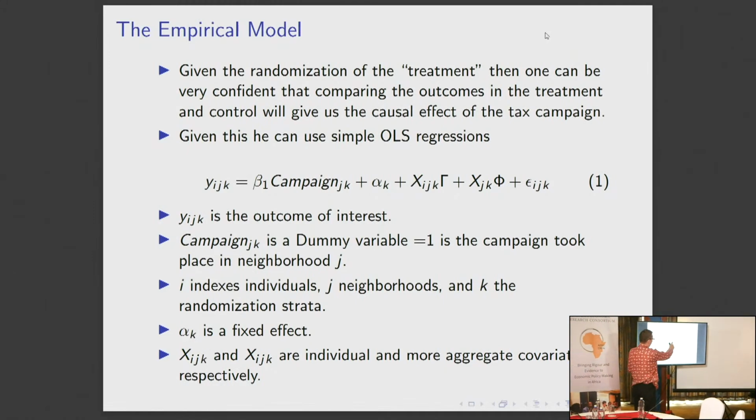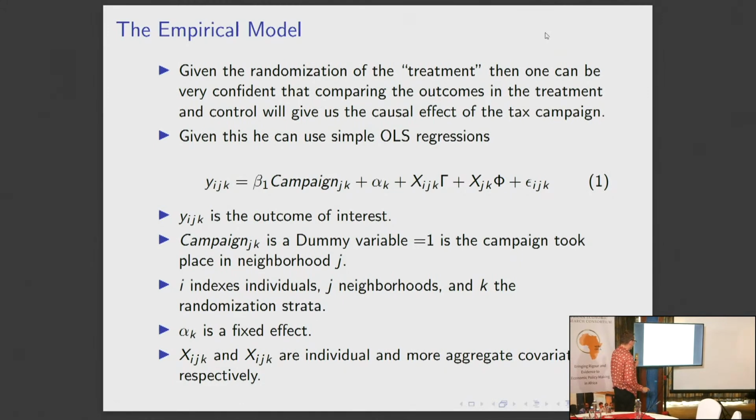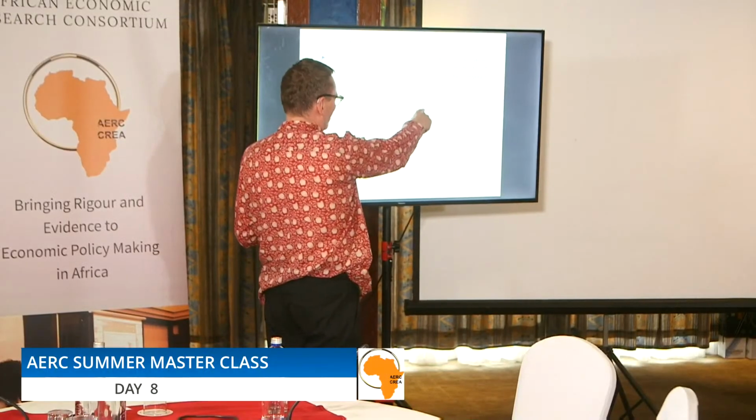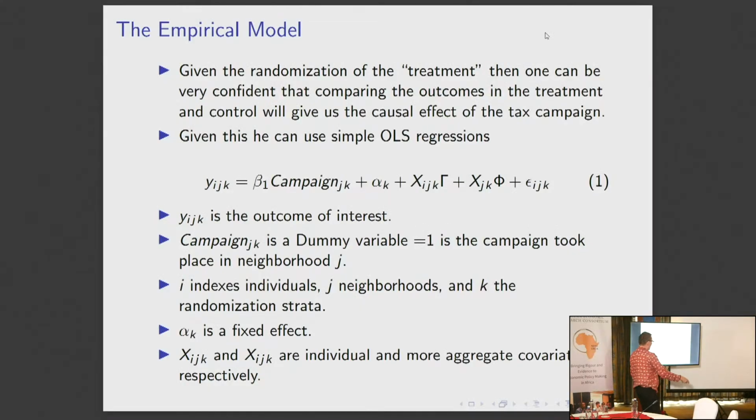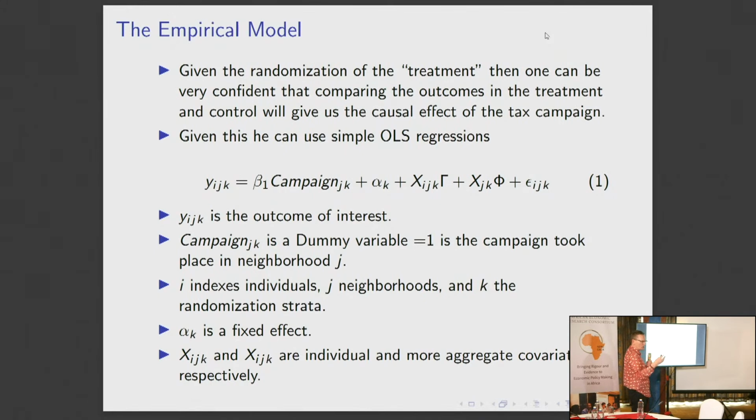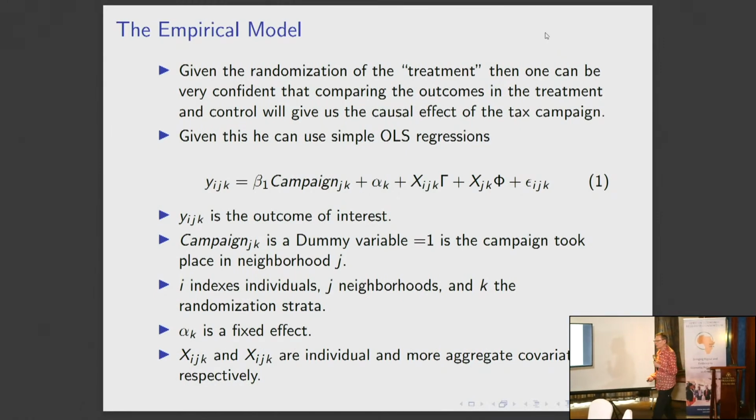This is what I call the reduced form. The main explanatory variable here is the campaign, a dummy which is 1 if your neighborhood was visited by these tax collectors. K is the randomization strata, an area larger than the neighborhood, adjusting to make sure they don't oversample particular areas. Y_ik is going to be some outcome of interest. I'll start looking at dependent variables in a minute. There are fixed effects for these randomization areas, and then you have individual covariates. There's an initial survey where they collected a lot of individual covariates, and then more aggregate covariates, maybe at the neighborhood level, like the quality of the roads. This all works with ordinary least squares because of the research design.